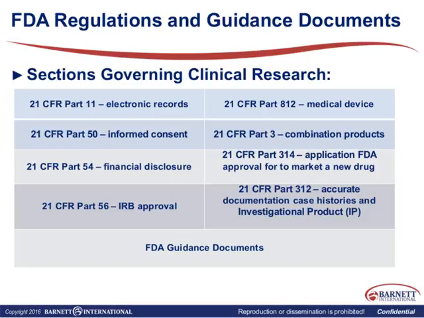21 CFR Part 54 discusses financial disclosure, and we're going to go over all of these in detail during today's session, and that is handout number 5. And then 21 CFR Part 56 is where we can find information regarding IRB approval, IRB composition, and handout number 1 addresses those questions.